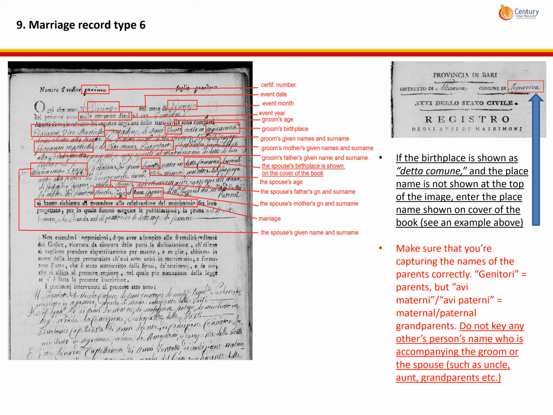If the birthplace is referred to as born in this town or born in the same town, but the place name is not shown at the top of the image, enter the place name which is on the cover of the book. Be careful to not key the name of any other person or relative who is accompanying the groom or the spouse. Key only the names of the parents. Here are some keywords to help you identify the parents.